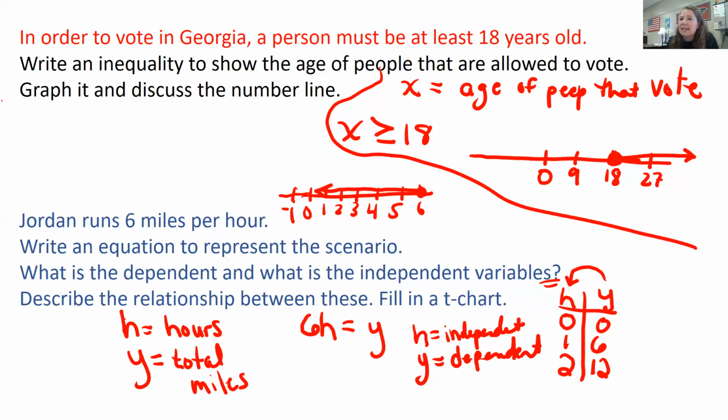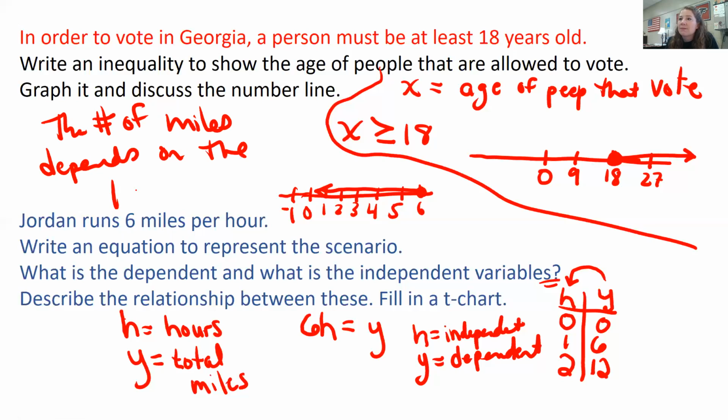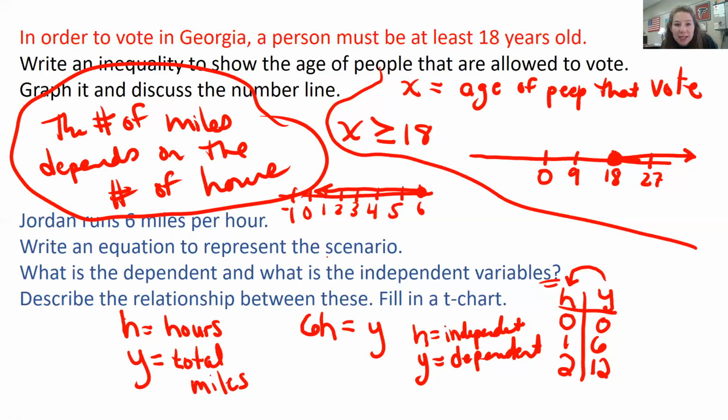My statement is the number of miles depends on the number of hours. That is describing the relationship, as if you can read that. Just pretend you can. What it says is the number of miles depends on the number of hours. And that's my T-chart. Okay?